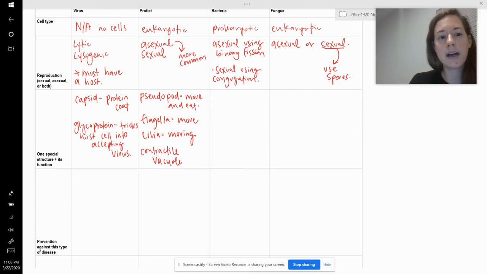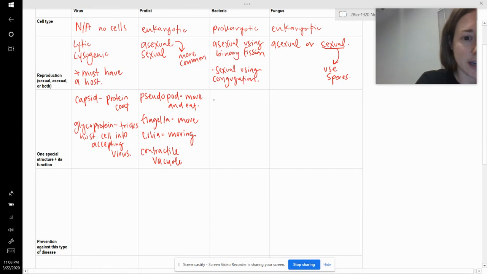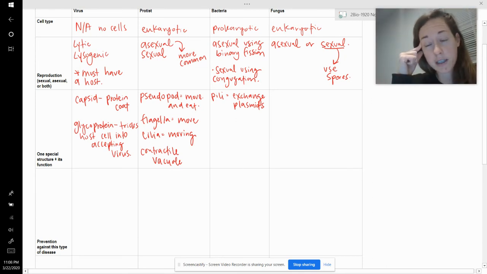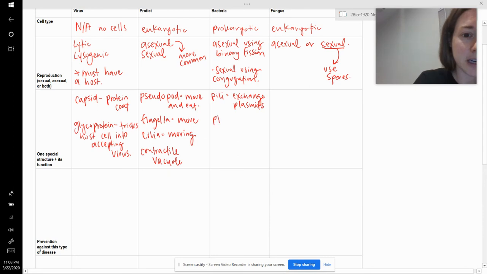Then for bacteria, again, there are several right answers, but you could definitely have pili, which are for exchanging plasmids. Plasmids are circular DNA pieces that are only like 1 to 3 genes, and that's how they pass resistance. So you also could have plasmid here. So I'll say pass resistance.